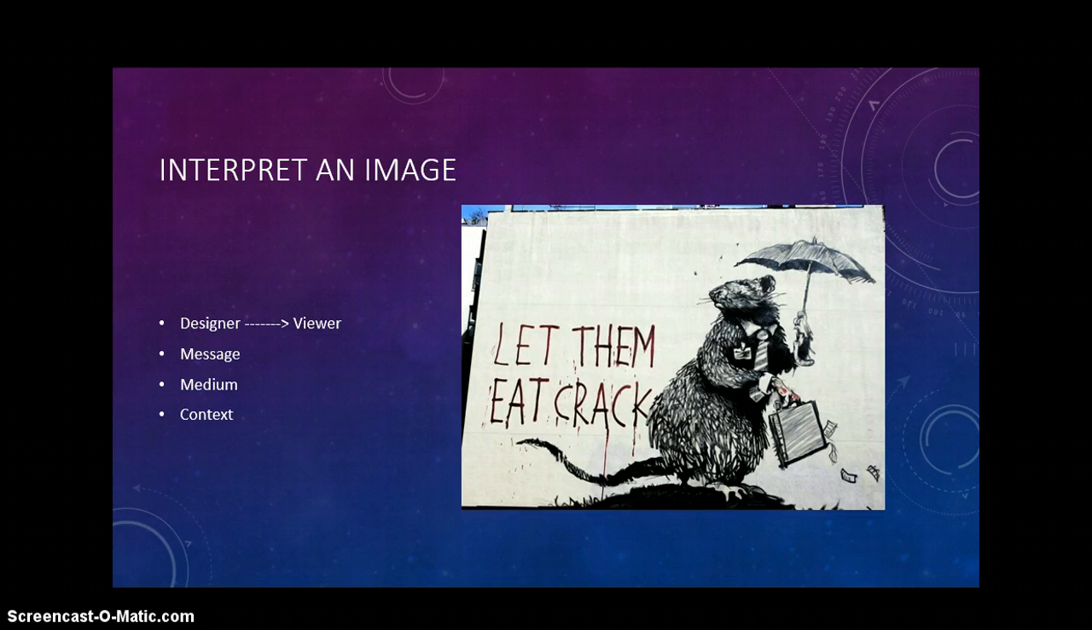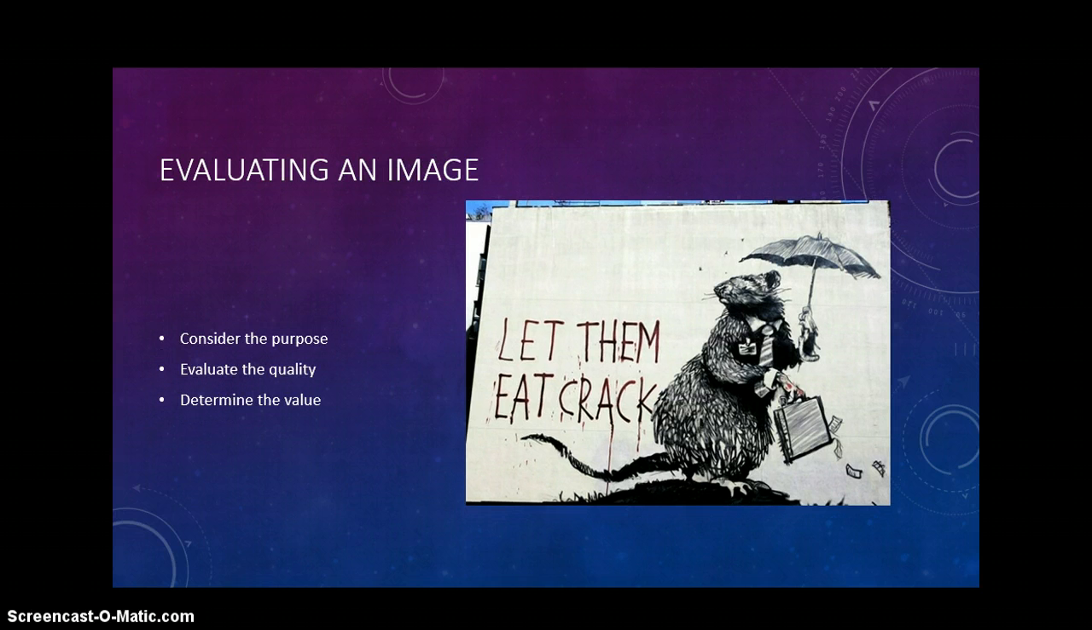Also, Banksy painted this in New York in 2008 during the Wall Street bailout. Now, given this context and what we have already surveyed and inspected, it is safe to infer that the rat is a Wall Street banker, carrying a briefcase full of money. But what about the red spots on his hand and the umbrella? I have more about that later.